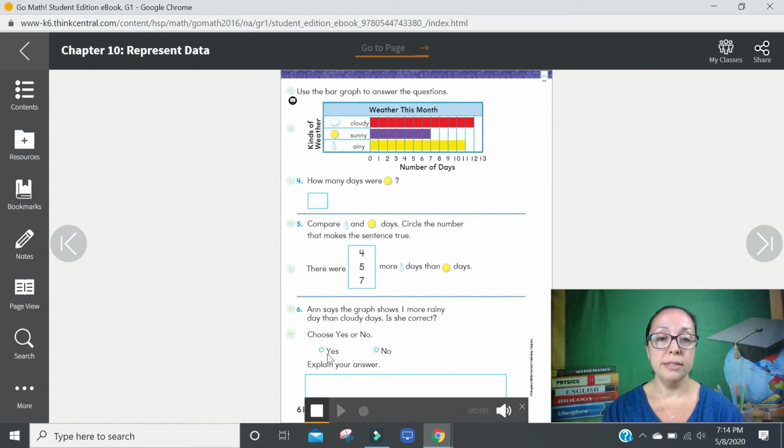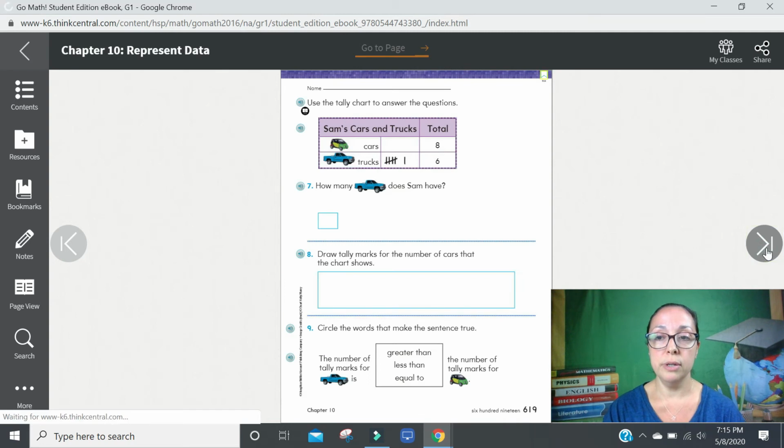And then... Choose yes or no. Yes, no. Explain your answer. So, después de hacer eso, tienes que explicar la respuesta. So, if you put yes, you're going to write yes because blah, blah, blah. Or if you put no, you're going to put no because blah, blah, blah. So, explain what you think. Tienes que explicar sí porque ¿qué? O si pusiste no, no porque crees que no. Okay? Let's continue. We're halfway there.